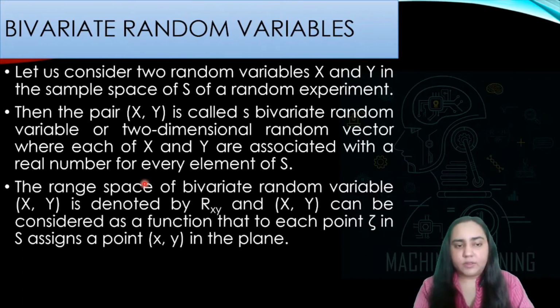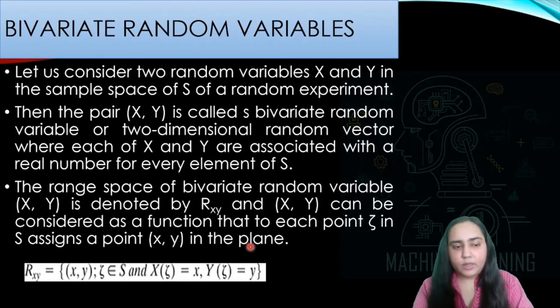Okay, and the range space of a bivariate random variable can be denoted by Rxy, and that means all the possible values. (X, Y) can be considered as a function that assigns to each point zeta in S a point (x, y) in that plane. And this is how you can calculate the range of (X, Y): using all points (x, y) such that zeta belongs to S, which is your sample space, and X(zeta) is equal to small x and Y(zeta) is equal to small y.